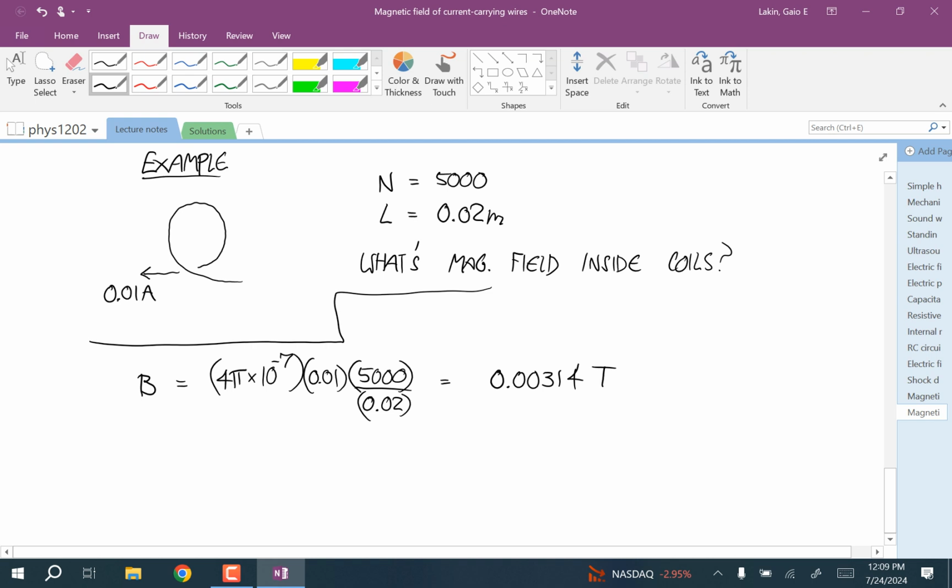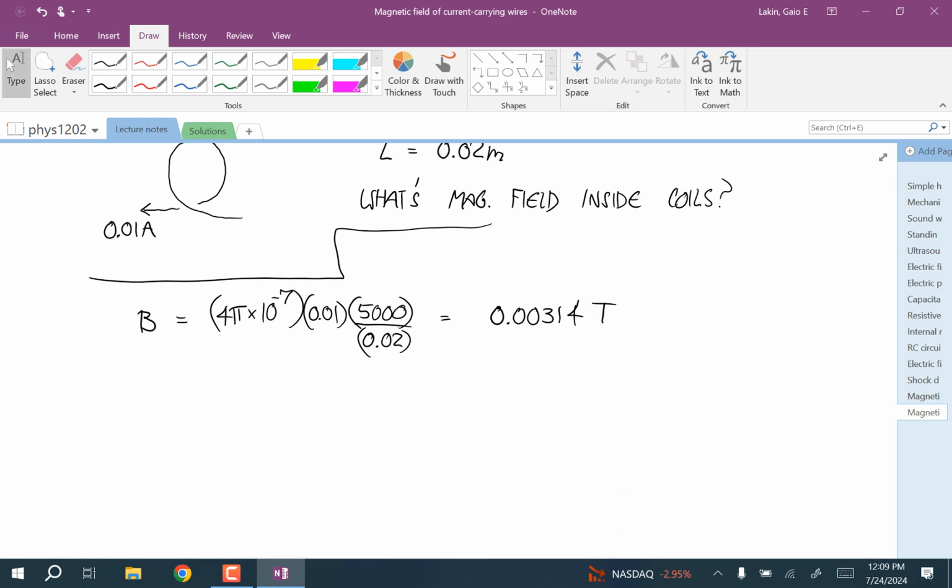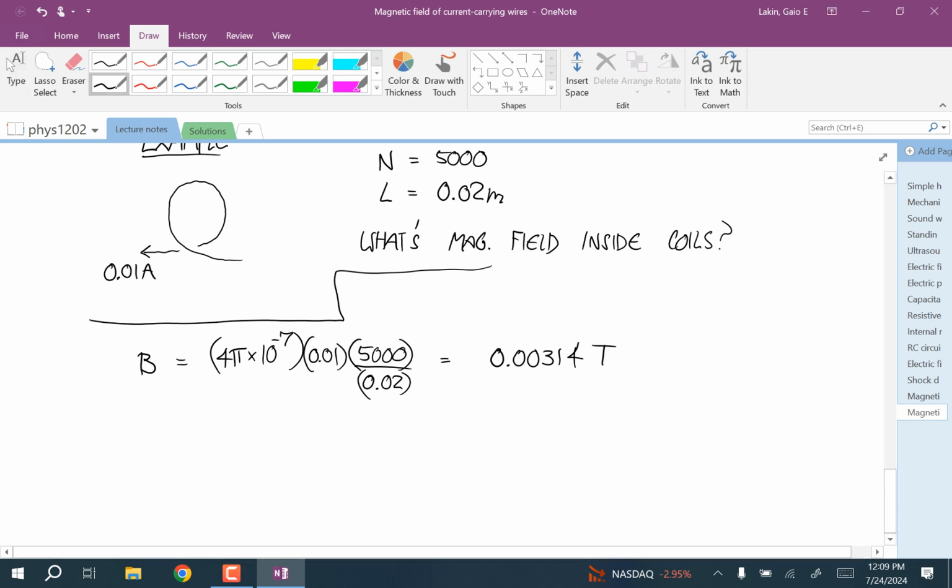Now what about the direction? If you curl your fingers in the direction of that current, you have the back of your hand that you're looking at. So you're looking at your pinky there. Your thumb's going into the page. So that's the direction of the magnetic field. Your thumb is into the page. And so the magnetic field vector is this magnitude into the page.